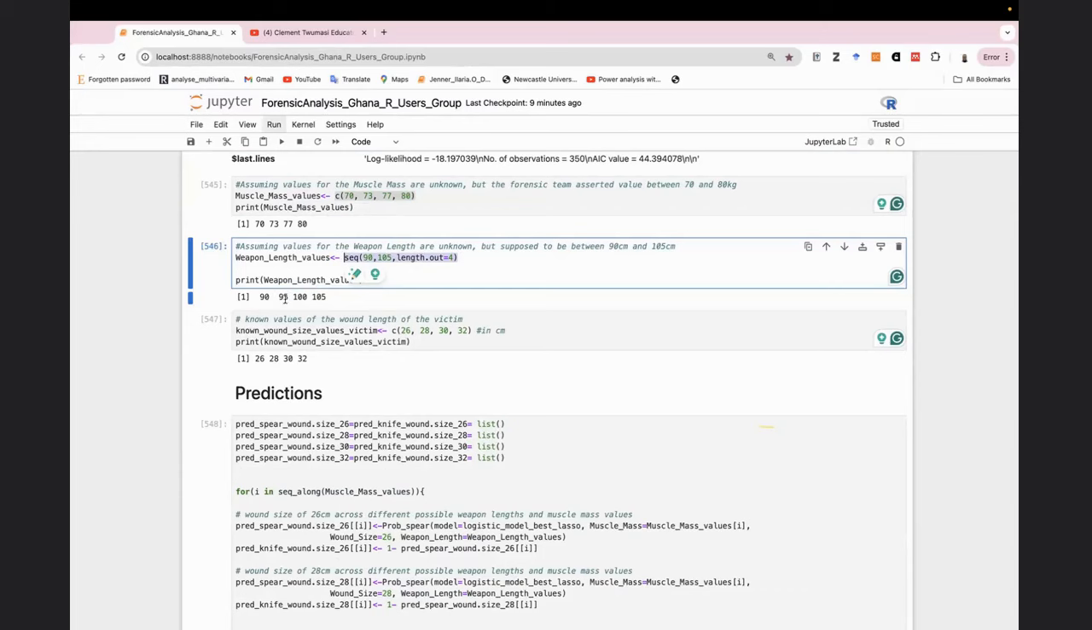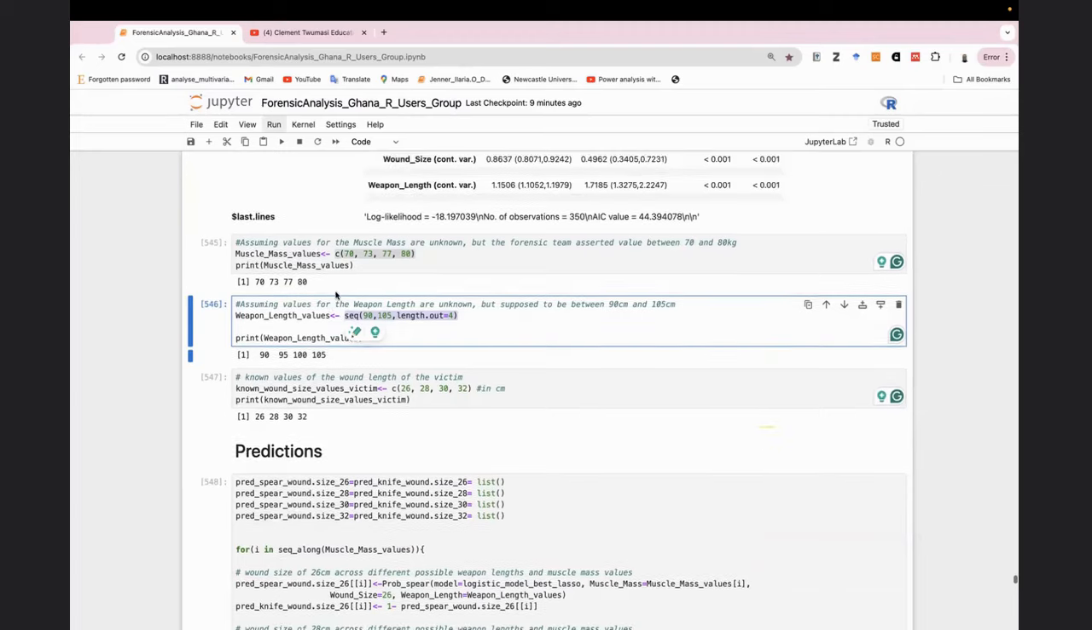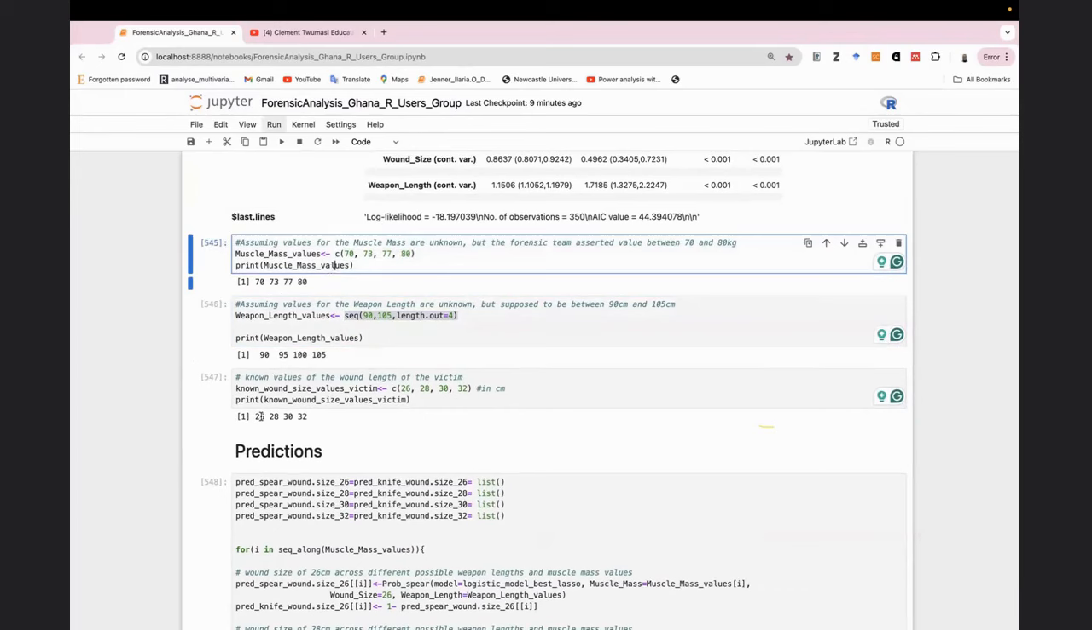So I chose 90, 95, 100, and 105. And so I'm going to make predictions looking at possible combinations of these. It means I have to make predictions assuming the wound length is 26, when the weapon length is 90, 95, 100, and this, and also when the muscle mass is 70, 75, that and that. How do I do this? Using something called a loop.